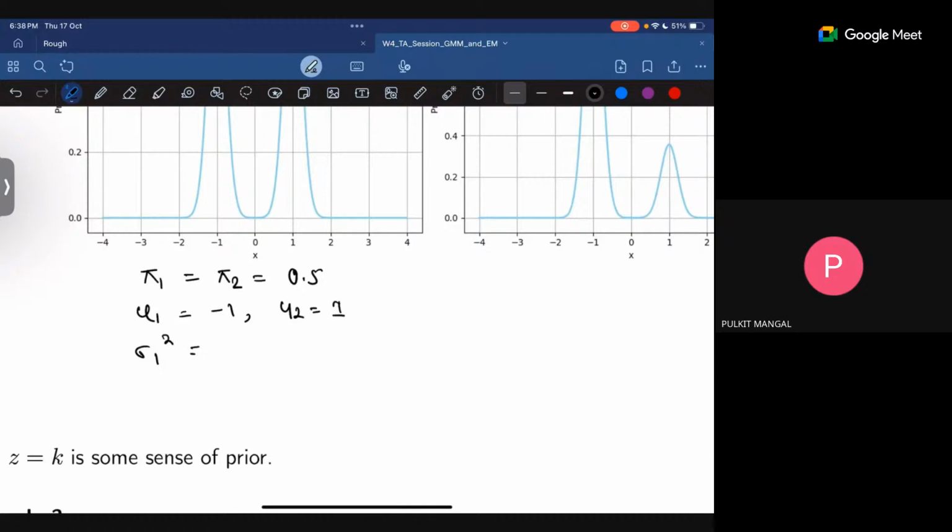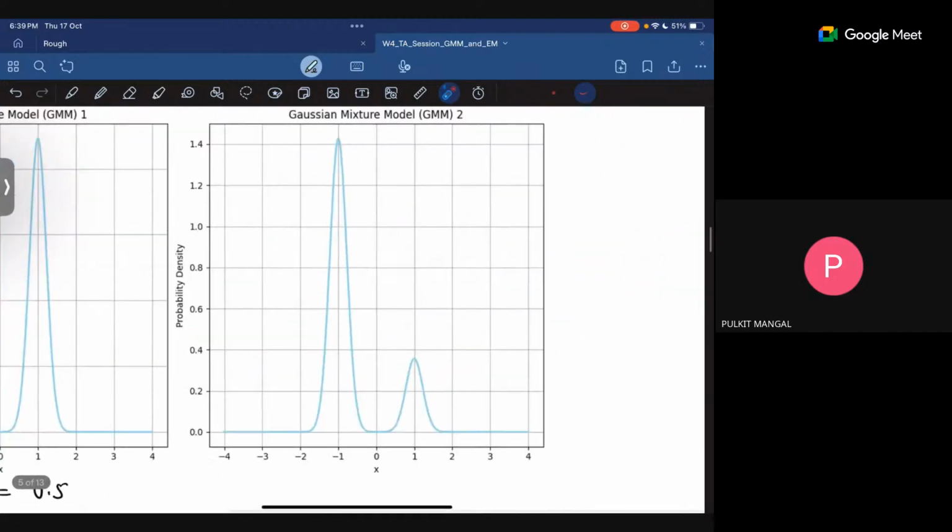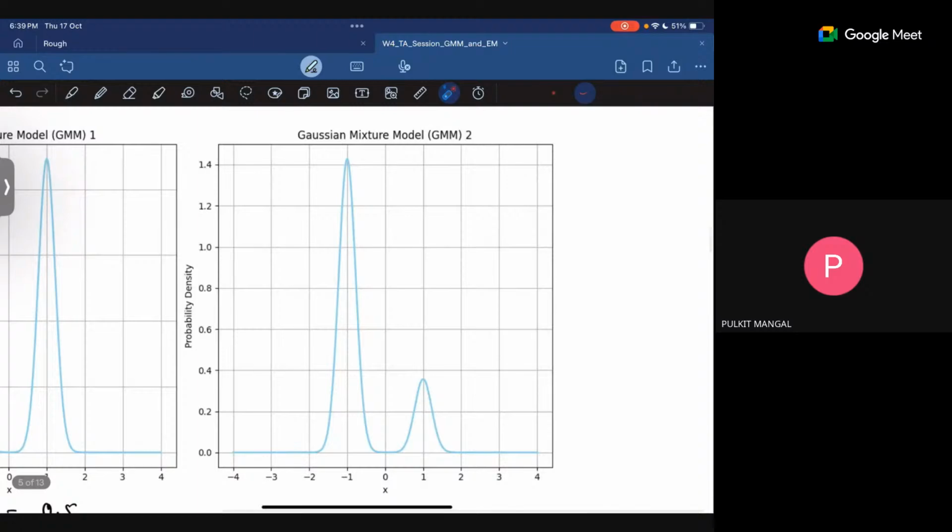What about sigma 1 squared? That is something we cannot tell, so I will just write that. They were also the same there. We cannot exactly tell what the variance would be, but as I generated this graph, I know. Now let's look at the second one.